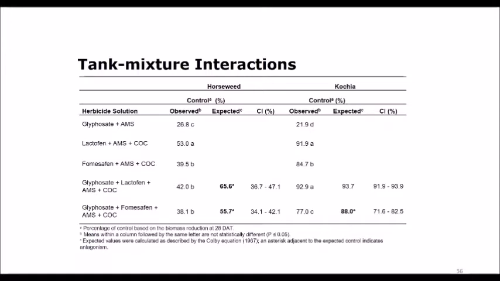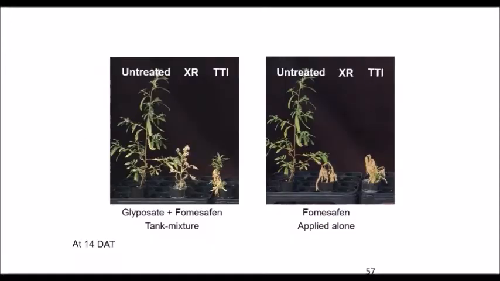When we looked at the kochia, you can see the expected is very similar to the observed for the glyphosate plus lactofen. We've got an additive interaction there. However, when we look at the fomesafen plus glyphosate, you can see we expected 88%, got 77, giving us an antagonistic interaction there. And what we have here is just some pictures at 14 days after application, and you can see the different nozzle types now on those kochia plants.